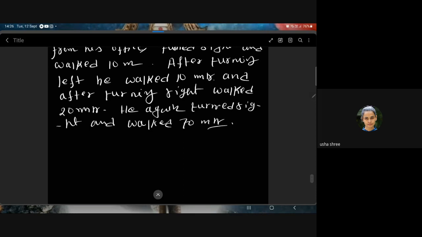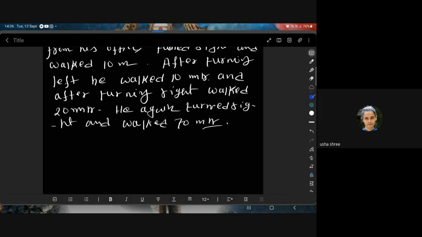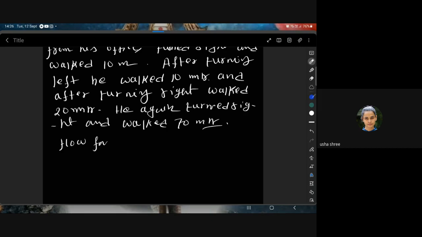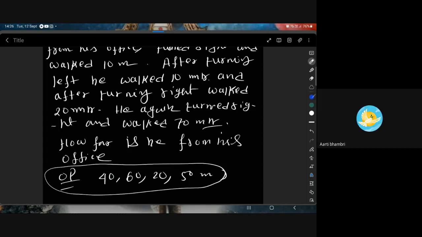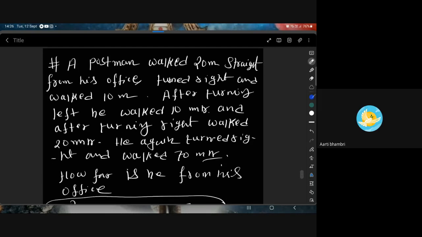100 meters. How far is he from his office? Options are 40 meter, then 60 meter, 20 meter, 50 meter. These are the options. 40 meters. Yes. Okay, let's see.